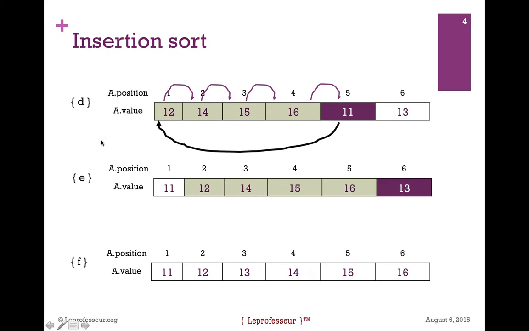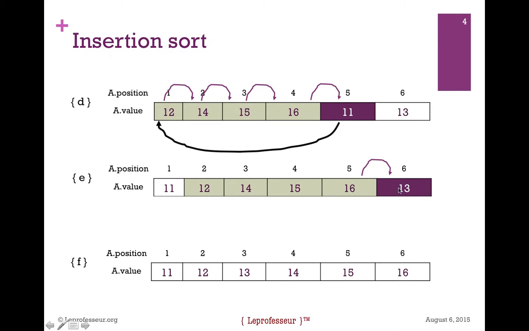Great. Now let's go to step number 5. At step number 5, our array looks like this: 11, 12, 14, 15, 16, 13. And now we are at the final position in our array, that is 6. At position number 6, number 13 is stored. We do the same operation, compare 13 with 16, the previous position. 16 is bigger than 13, so move 16 to the next position, that is 6.